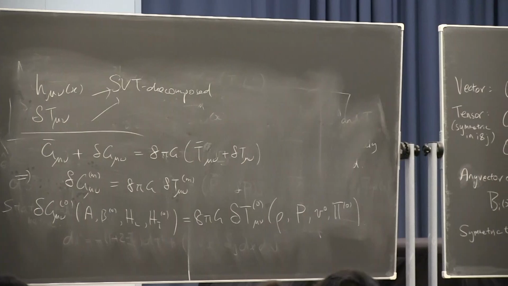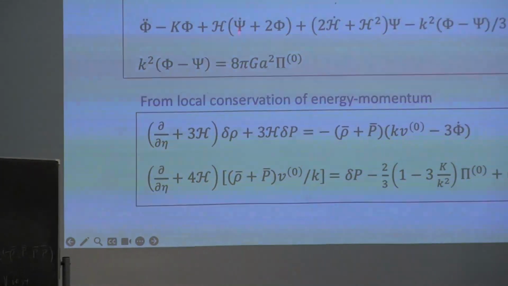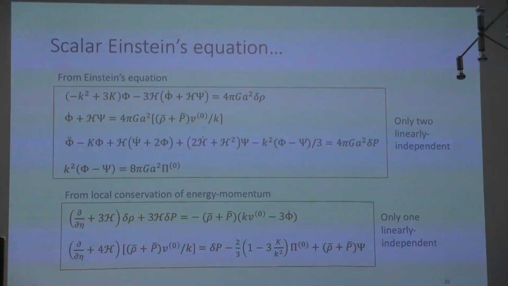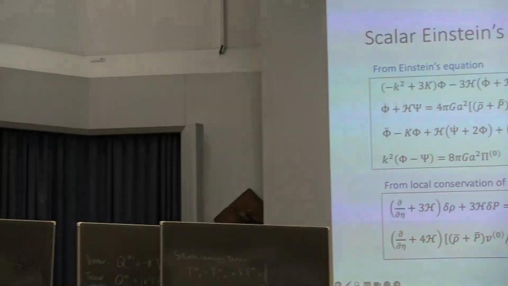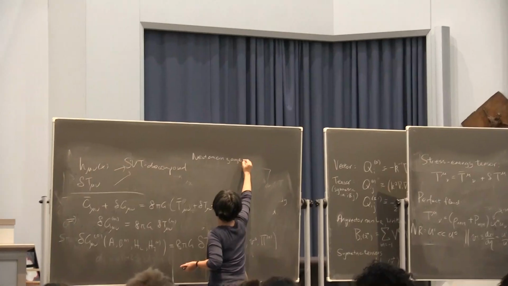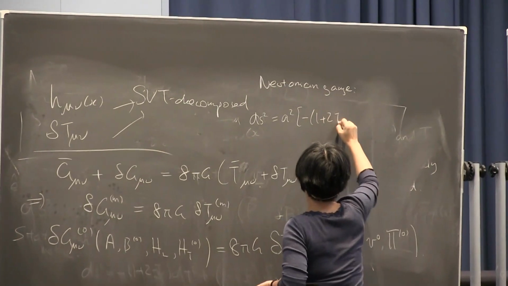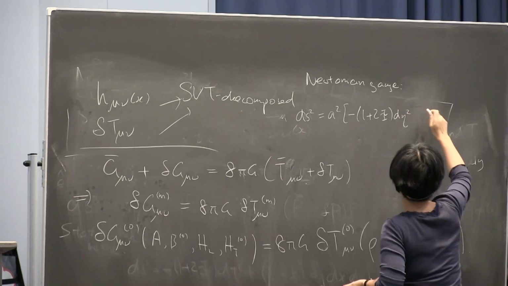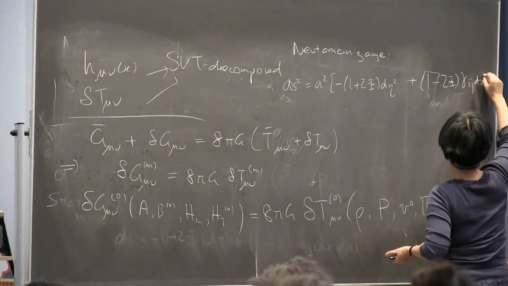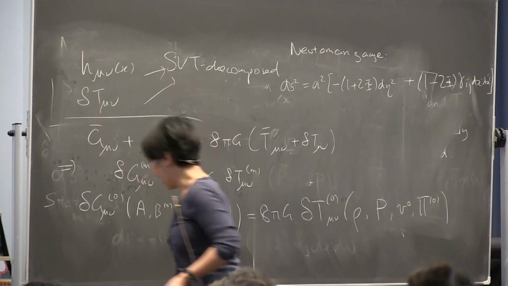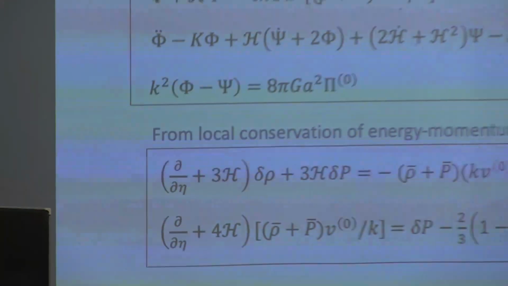Okay, so what I'm showing you here are basically the Einstein equations in the Newtonian gauge after you do the calculation. Let me just write down again, in the Newtonian gauge, ds squared is a squared times (1 plus 2 psi) and then plus (1 minus 2 phi) gamma ij dx^i dx^j. That's the Newtonian gauge. And what you see here are basically four equations that you can obtain.